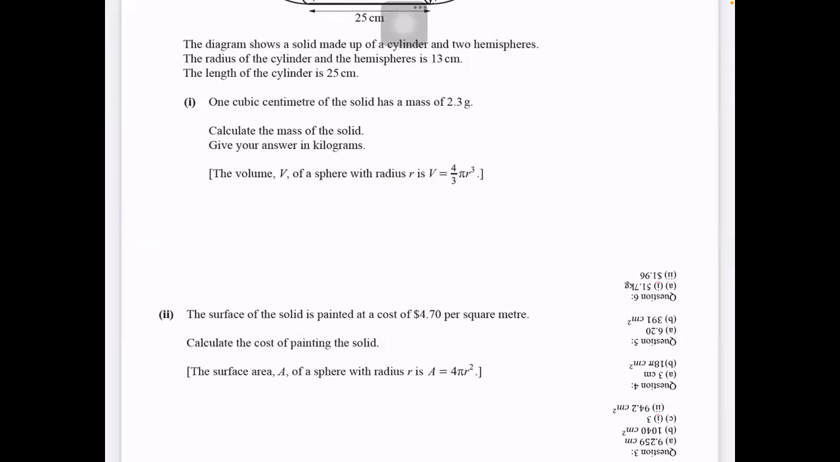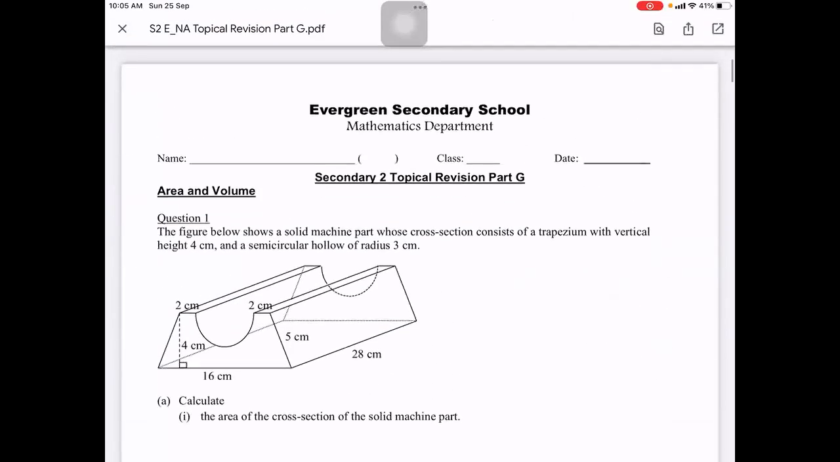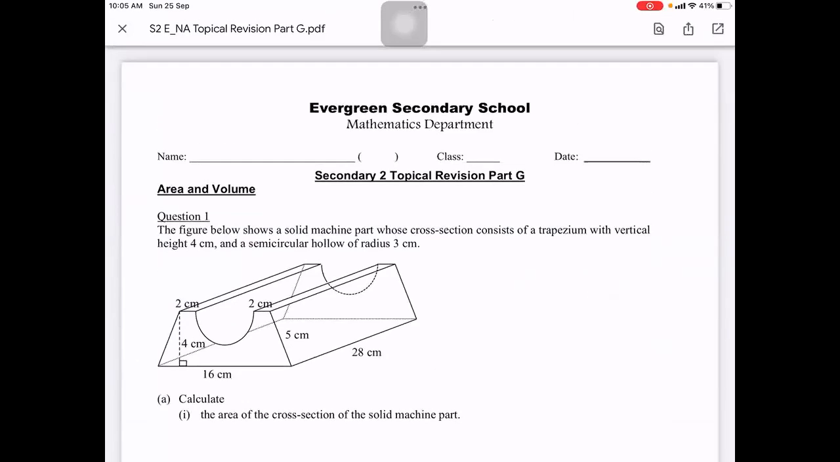Paper 2 may be harder, paper 1 may be easier. If I don't have time to do it, that means hopefully it won't come out. If it doesn't come out, that means it will be in paper 2, and then I'll do it again for paper 2.